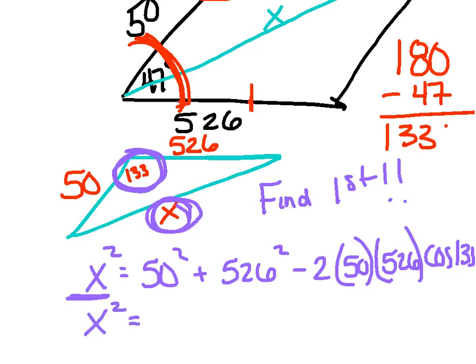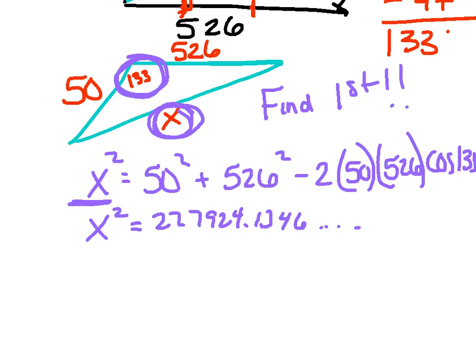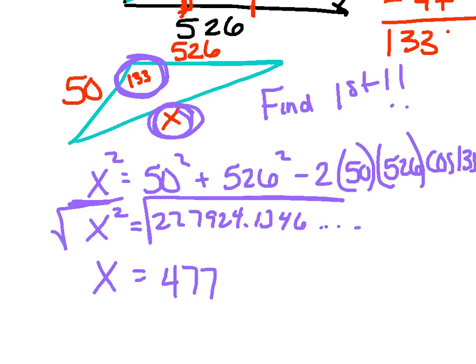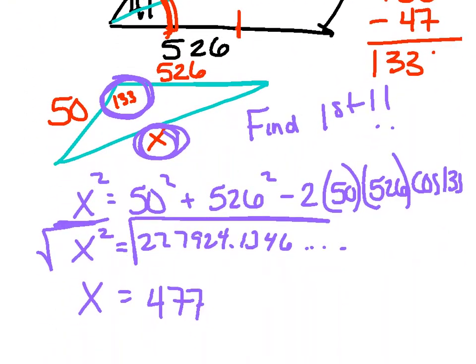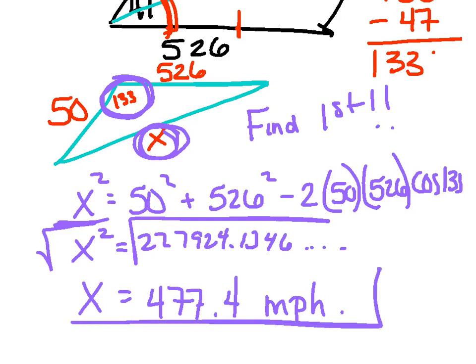And I've got 227,924.1346, blah, blah, blah. And of course that's equal to x squared. So I just need to take the square root of both sides, and I stored that into a, of course. And I've got 477, and whoops, I better check and see what it said. Rounded to the nearest tenth. So 0.4, and that was miles per hour. And there you have it. That's all our force question was. So it's just basically drawing the two forces and the resultant and just carefully identifying what you have.